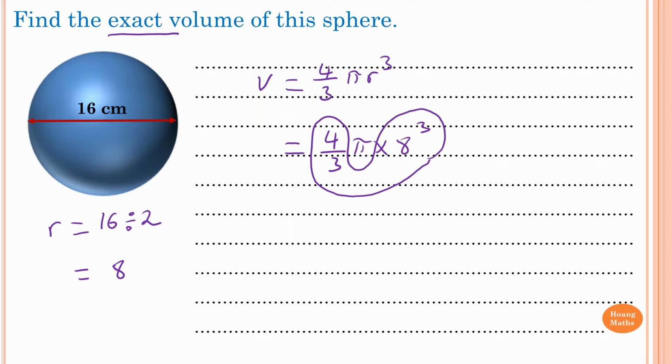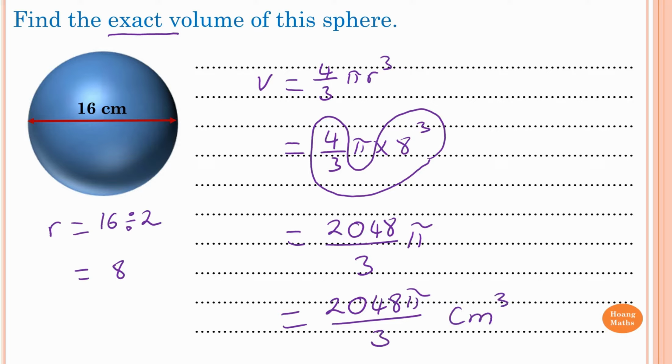So which is equal to 2048 over 3 pi, which is over 3, and write the pi down. Or it can be written as 2048 pi over 3. And the unit is cubic centimeters.